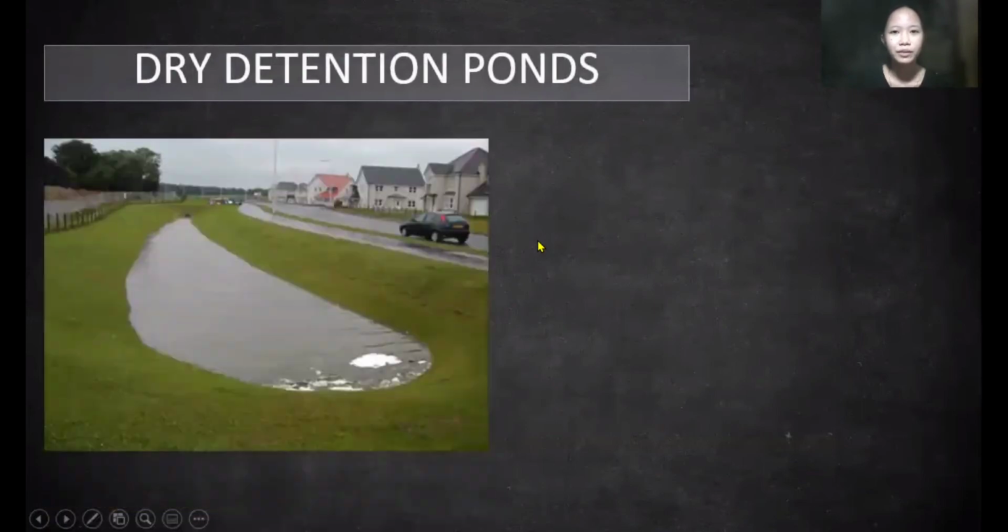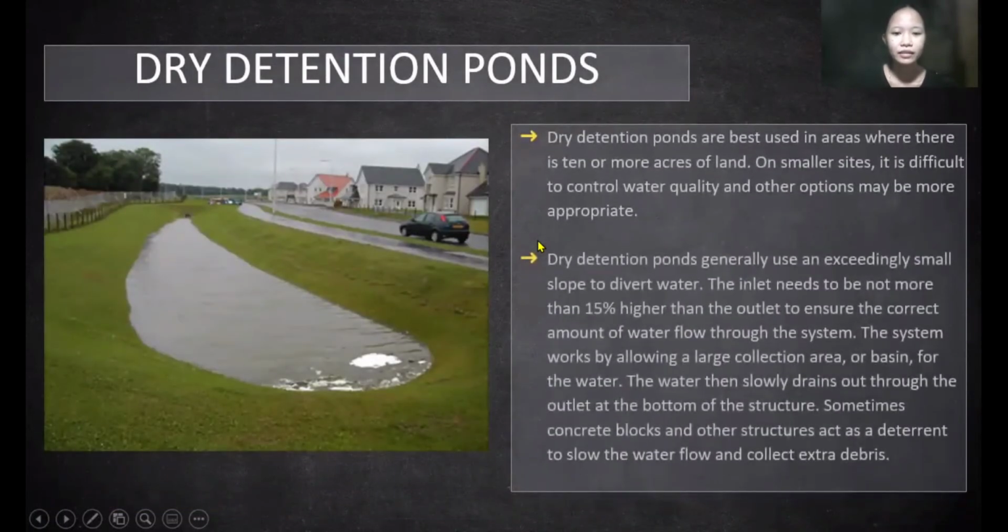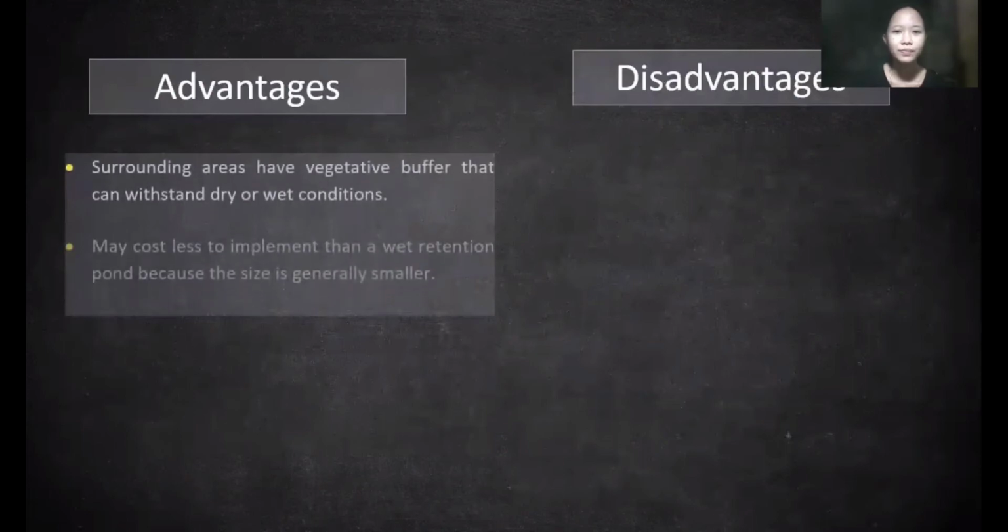Dry detention ponds. Dry detention ponds are usually for short-term detention of water or stormwater. It also drains out through the outlet at the bottom. Advantages and disadvantages.